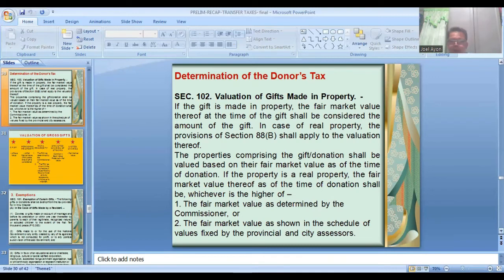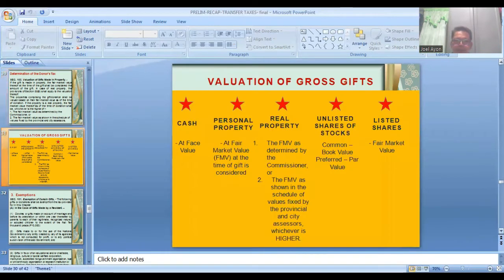So if the property is a real property, the fair market value thereof as of the time of the donation shall be whichever is higher, no? From the fair market value as determined by the commissioner and the fair market value as shown in the schedule of values fixed by the provincial and city assessors. So whichever is higher. So that's the valuation of the donor's tax. Okay. All right. So moving forward, continue.